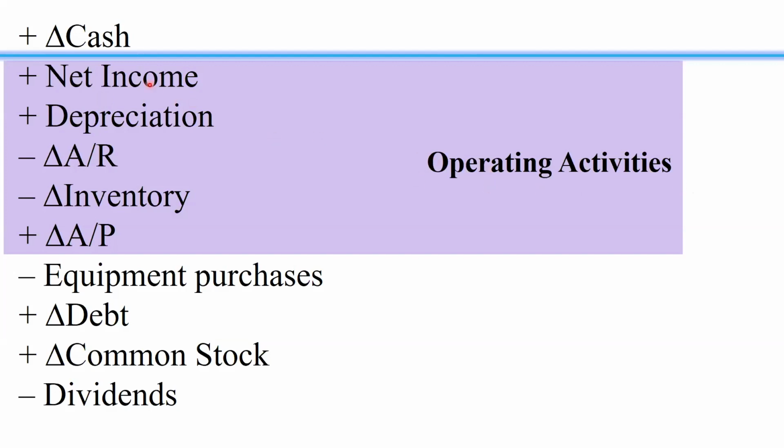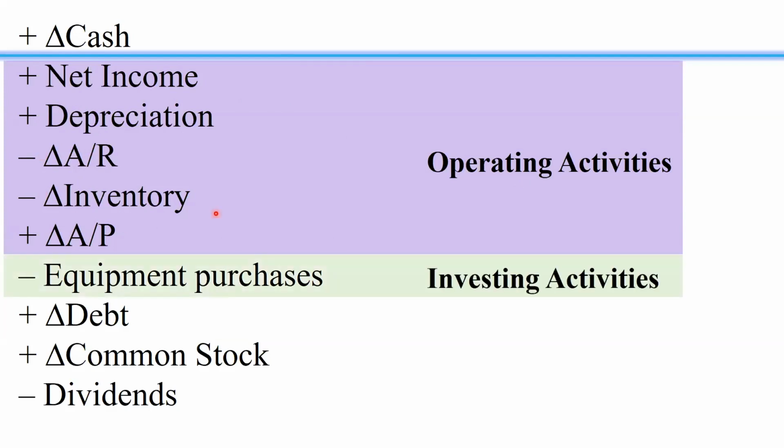And you'll remember that this is actually the indirect method to arrive at operating cash flow. You start with net income, you add back depreciation because it's a non-cash expense. You subtract changes in operating assets, and you add changes in operating liabilities, okay? So this is the operating section of the cash flow statement, and this is the indirect method right here in this purple section.